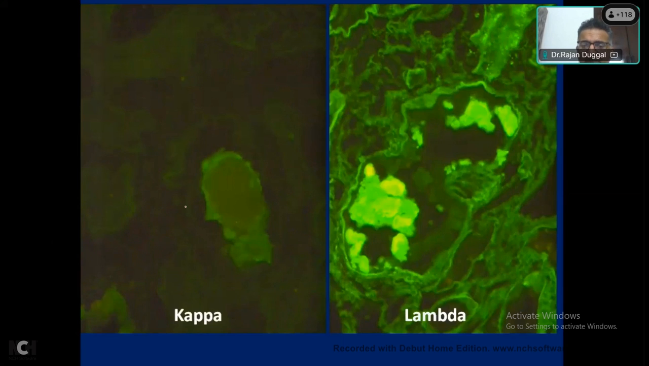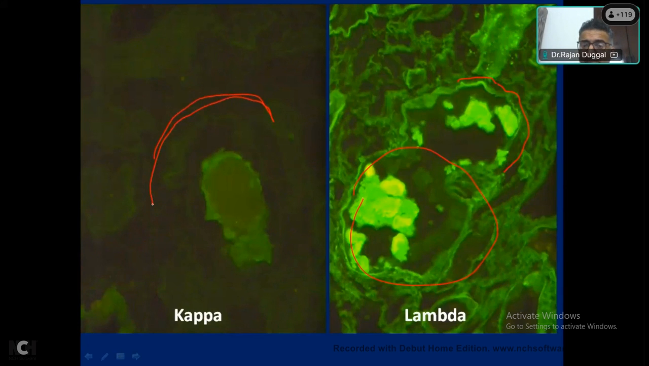When we look at kappa lambda, lambda is showing 3+ staining and kappa is like trace. You have to remember kappa is always more than lambda. So when you see lambda which is significantly more than kappa, at least in the tubular cast, that means it is pathological. The other thing is, look at the tubular basement membrane. It is showing 2+ staining in the tubules, and there is trace, I would say negative, staining along the tubular basement membrane for kappa.